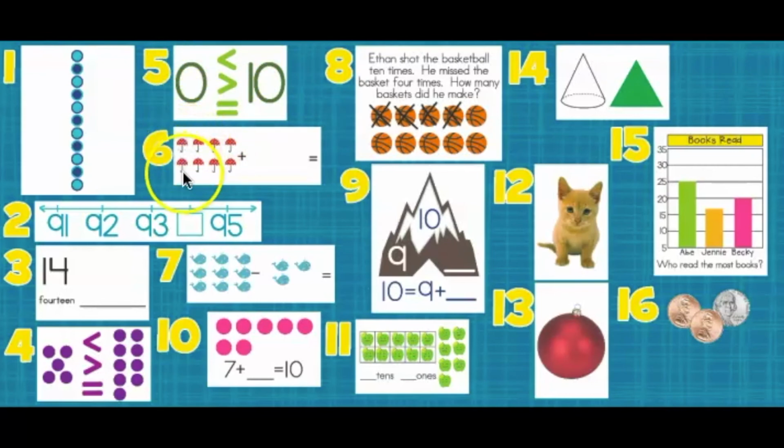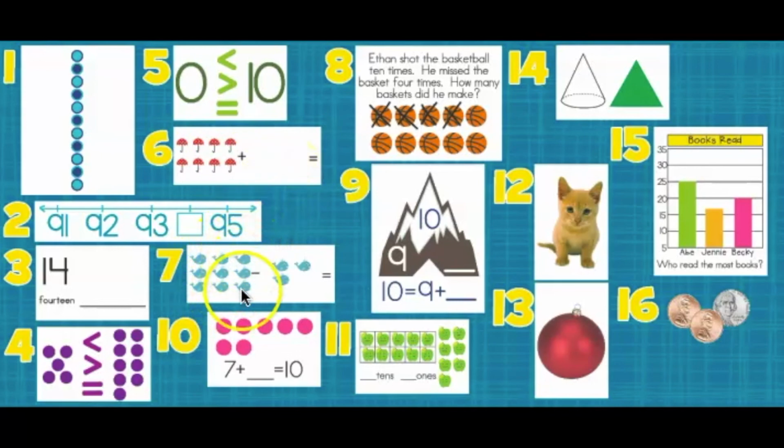Good job. All right, how many umbrellas do we have here? 1, 2, 3, 4, 5, 6, 7, 8. And how many umbrellas do we have here? 0. You're right. We don't have any. And are we adding or are we subtracting? We're adding. That's a plus sign, so we're adding. So it's 8 plus 0 equals 8. That's correct. Good job. Let's look at number 7.